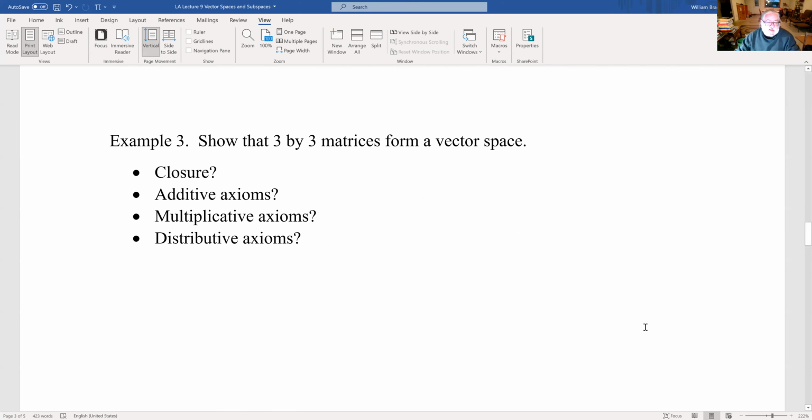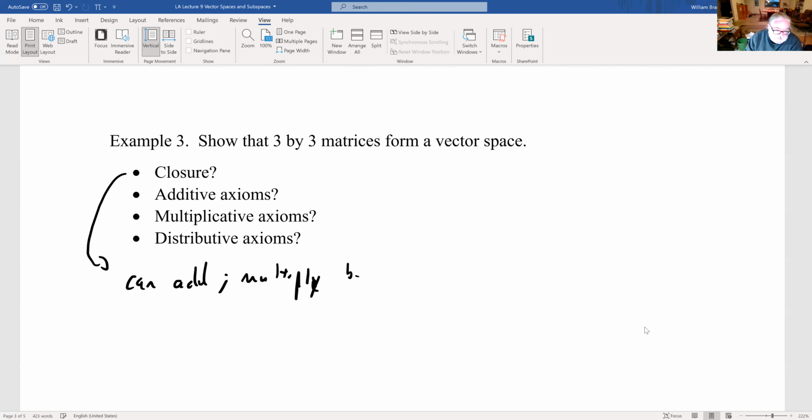What about 3 by 3 matrices? Well, for the closure axioms, if I take a 3 by 3 matrix and another 3 by 3 matrix and I add them together, I get another 3 by 3 matrix. So they're closed under addition. I can take a 3 by 3 matrix, multiply it by a constant, I get another 3 by 3 matrix. So closed under the scalar multiplication.